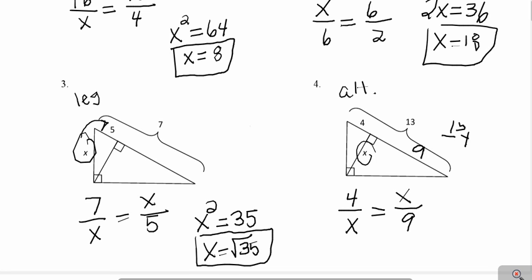So just be careful of that. Sometimes it doesn't give you every single piece of information you need. You may need to find some of it on your own. When I cross multiply, I get x squared equals 36. And then take the square root, and you get x equals 6.